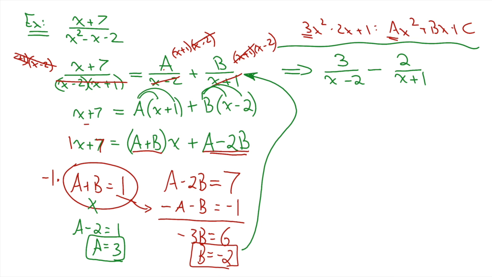And this is the exact same thing as x plus 7 over x squared minus x minus 2. If you literally add these together by getting a common denominator, this is the answer that will spit out if you multiply the bottoms together.